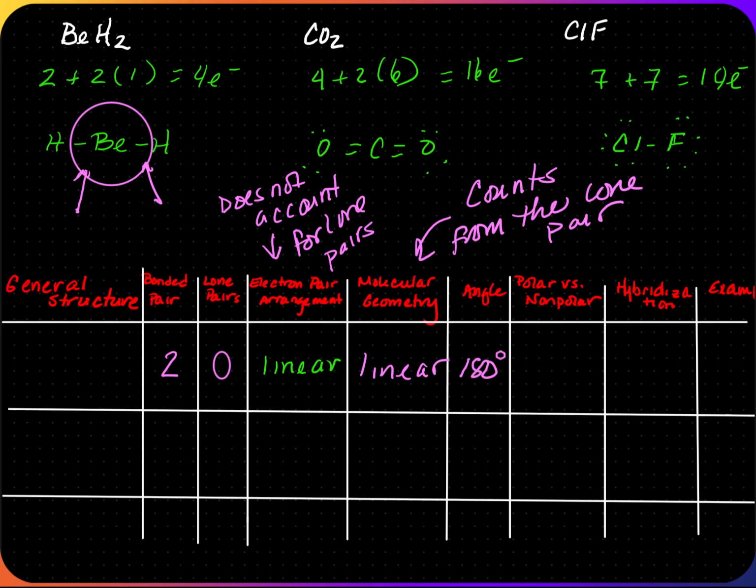My general structure, if you look at it, we have B and then we have A on the outside. So B is your central atom, like Be. A is the outside atoms, like H.